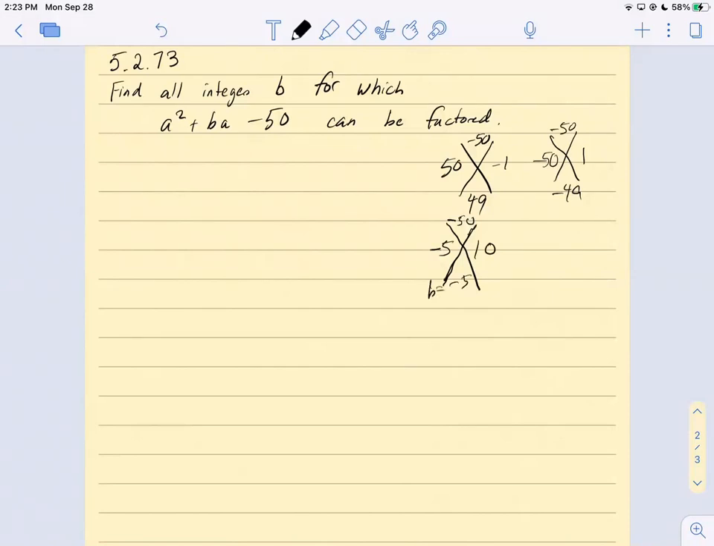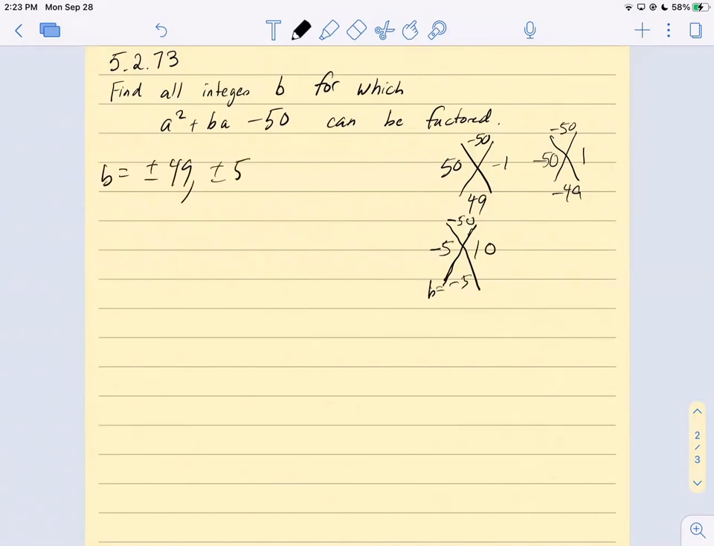So in the x method, these would be values for b. Let's keep track of these. So b could equal plus or minus 49, plus or minus 5. And so we got negative 1, 50, 1 and 50, and 5 and 10.